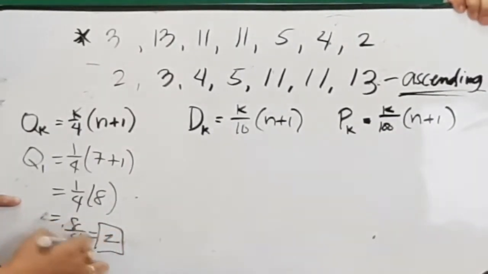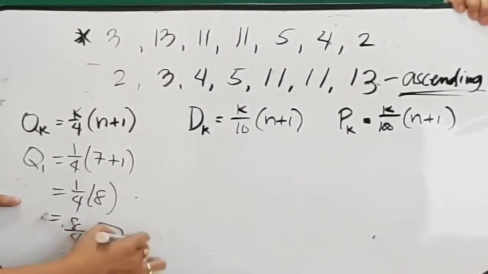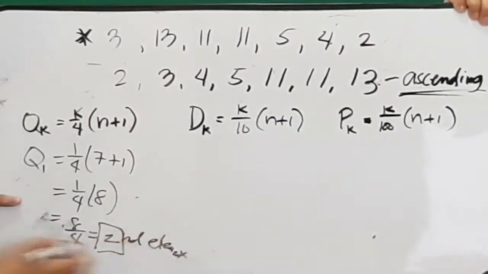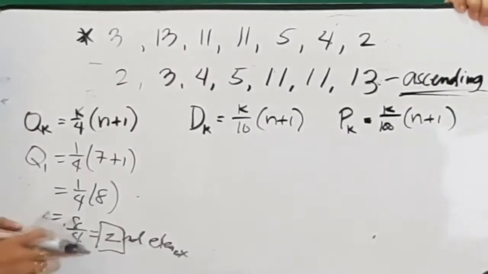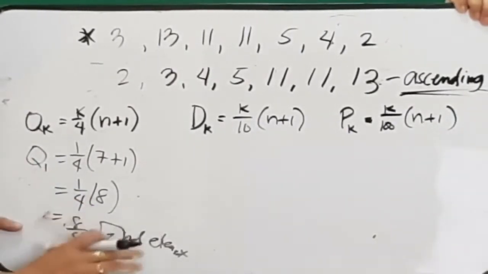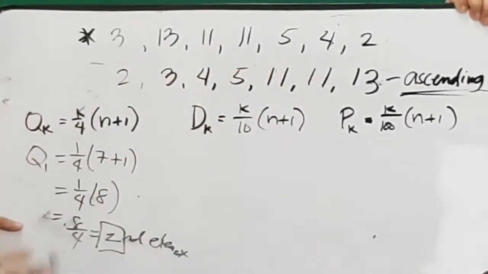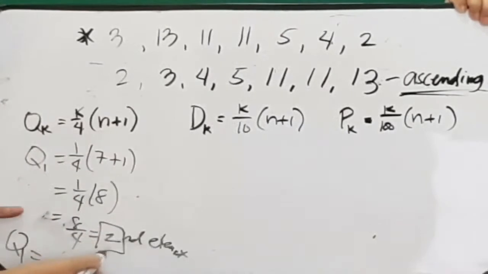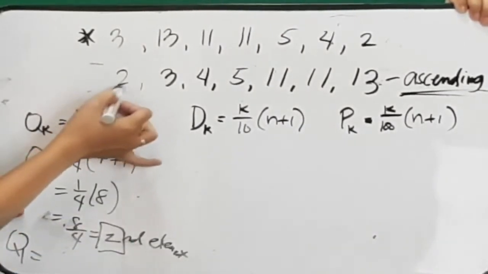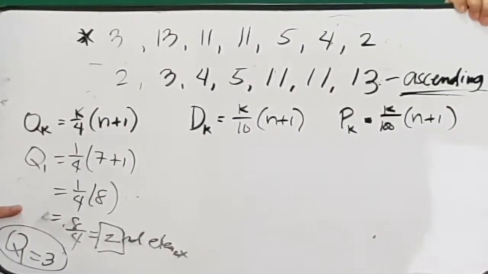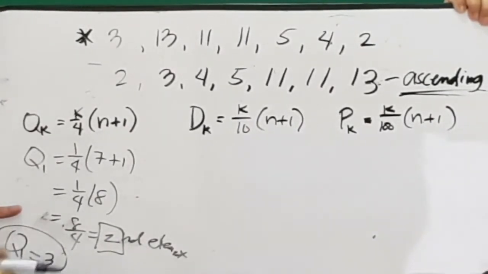So therefore, quartile 1 is the second element of the given data. Note, the value of quartile 1 is not equal to 2. The quartile 1 is the second element. So based on our given data, quartile 1 would be equal to the second element. So we have here first element, second element, so that is equal to 3. So therefore, quartile 1, or first quartile, is equal to 3.